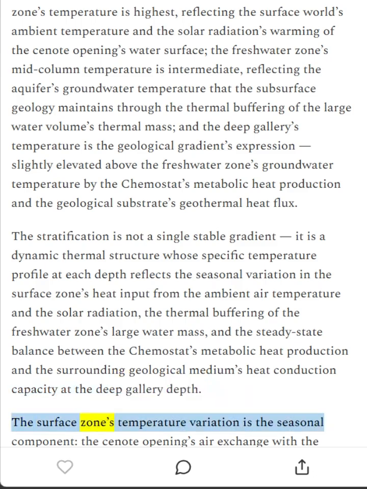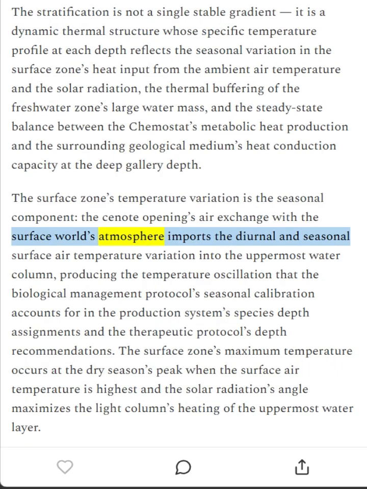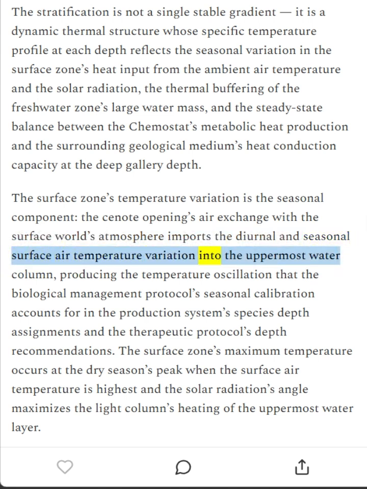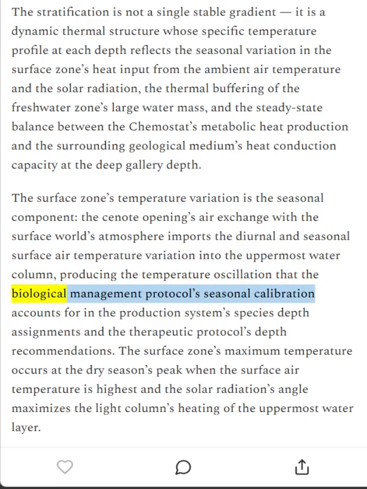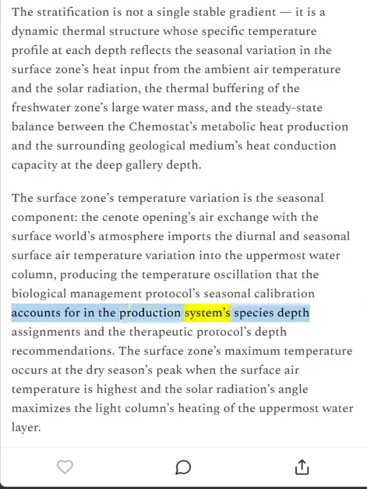The surface zone's temperature variation is the seasonal component. The cenote opening's air exchange with the surface world's atmosphere imports the diurnal and seasonal surface air temperature variation into the uppermost water column, producing the temperature oscillation that the biological management protocol's seasonal calibration accounts for in the production system's species depth assignments and the therapeutic protocol's depth recommendations.